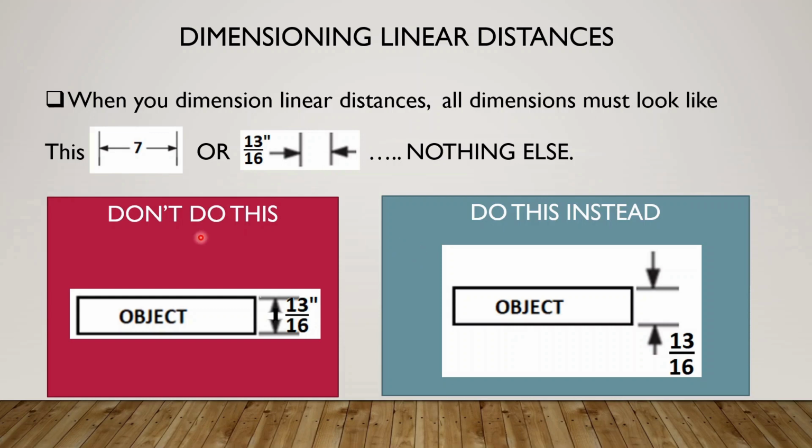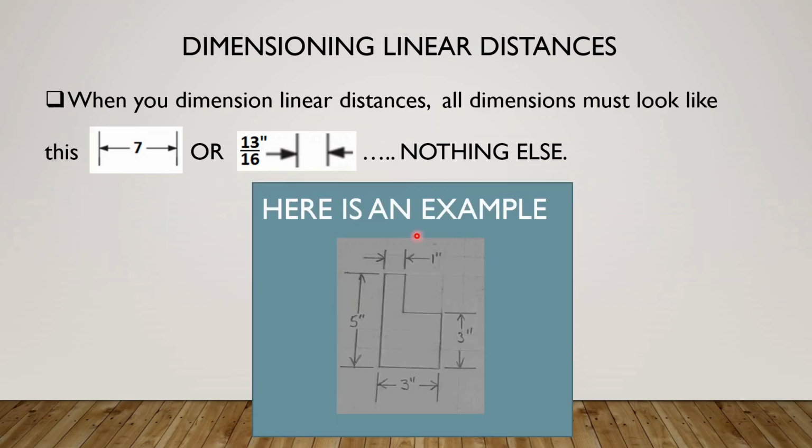So when we're talking about dimensioning linear distances, there's two styles in which you can dimension. You can draw the dimensions like this, or if it's super crowded and super tight, you can do dimensions like this. Nothing else. You can't get creative about it. So I just want to show you this is a more complex shape, and you can see this is something that's properly dimensioned. For all of my long lines, I'm using this style of dimensioning, and for all of my skinny features, I'm using this style of dimensioning.